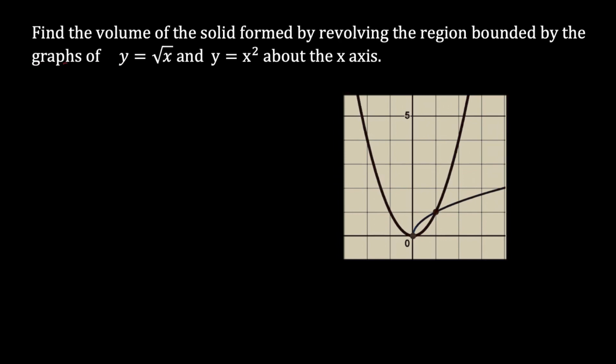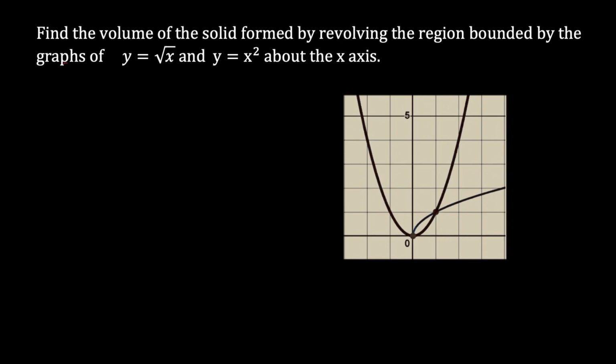Another example. Here they are asking you to find the volume of the solid formed by revolving the region bounded by the graphs of y equal to radical x and y equal to x squared about the x-axis. As you see, this is the curve representing y equal to radical x, and this one representing the function y equal to x squared. And they are asking you to find the region bounded by the graphs, which is here, rotating around the x-axis.